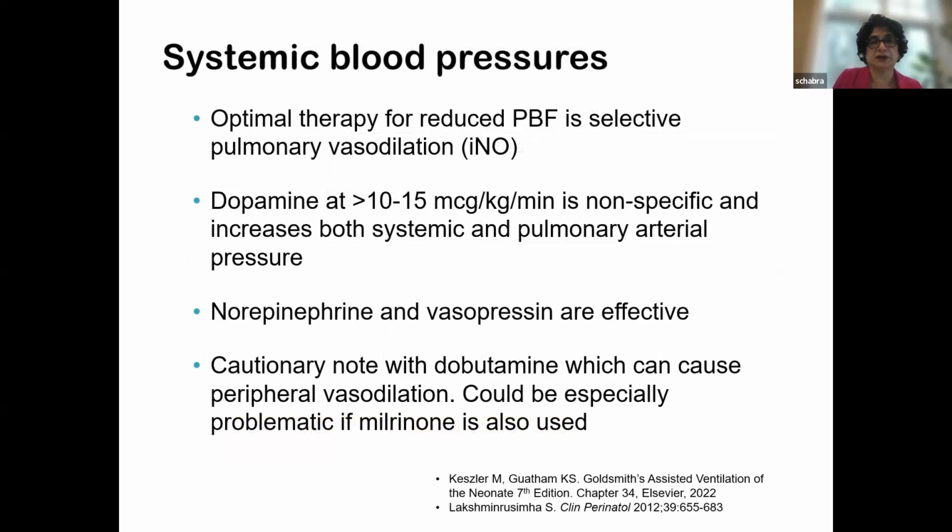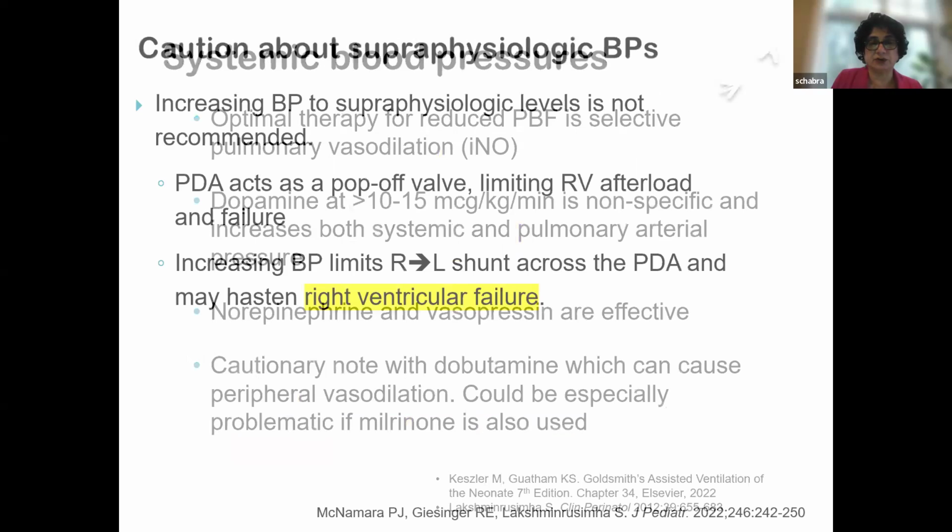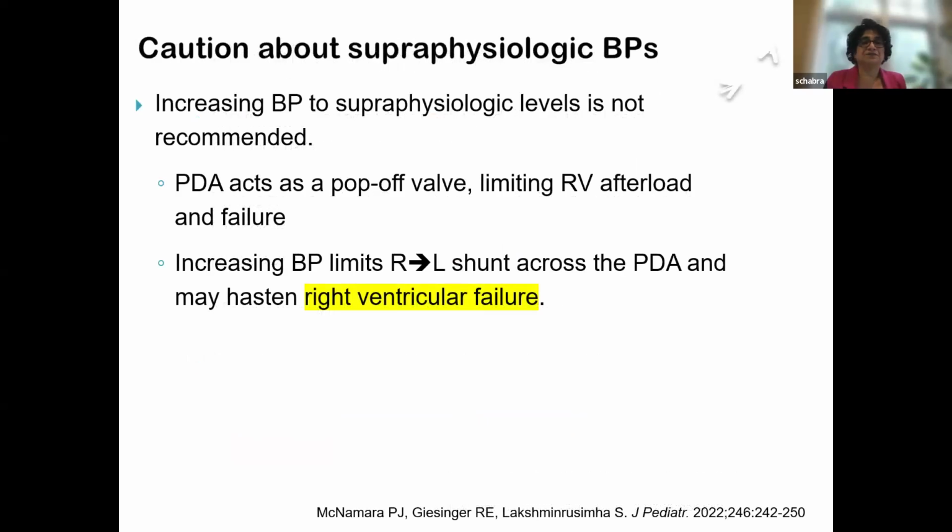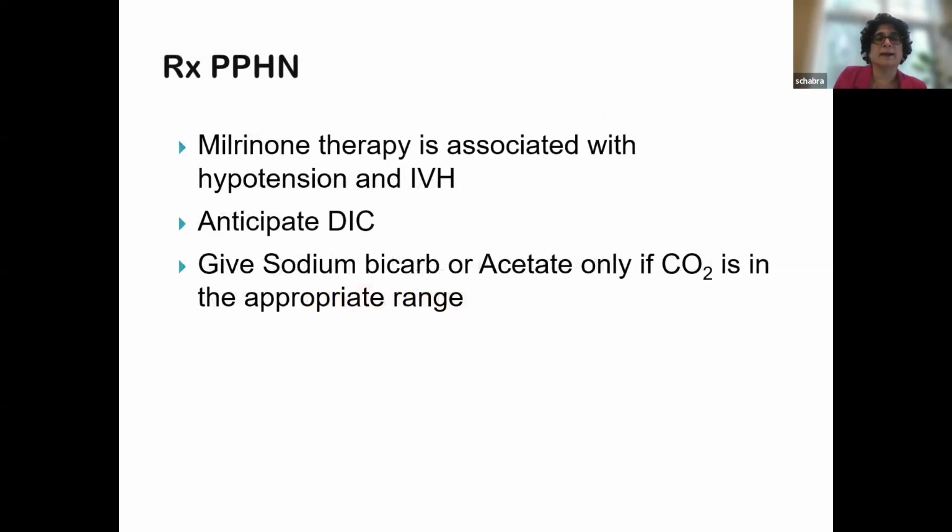Optimal therapy for reduced blood pressure, pulmonary blood flow is selective pulmonary vasodilation, which is inhaled nitric oxide. You can use dopamine, which is non-specific; norepinephrine and vasopressin are effective. But sometimes dobutamine can cause peripheral vasodilatation, especially if you're using milrinone. You shouldn't increase blood pressure to supraphysiologic levels because, again, it limits the right to left shunt across the PDA and may hasten right ventricular failure.